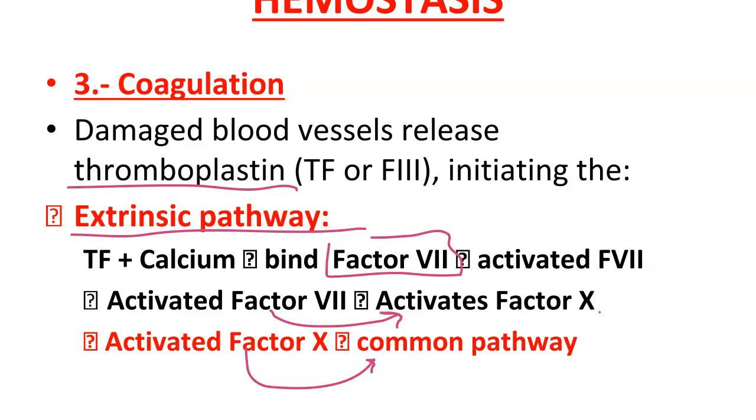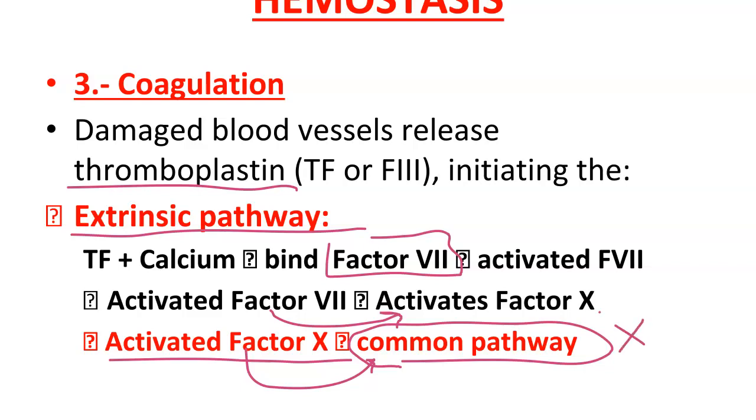Okay. Now the other point to remember is that all of these factors are going to be made by the liver. So notice that the last step in this pathway is the activation of factor 10, which in turn activates what's called the common pathway. And the common pathway, we're going to see it here in just a second in more detail, will be the one that results in the formation of the clot.